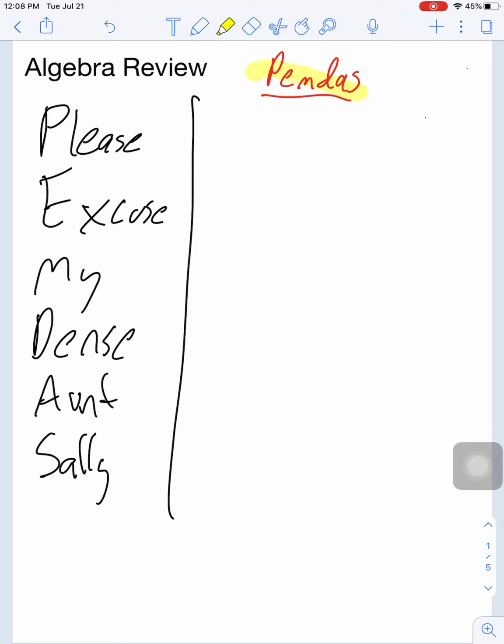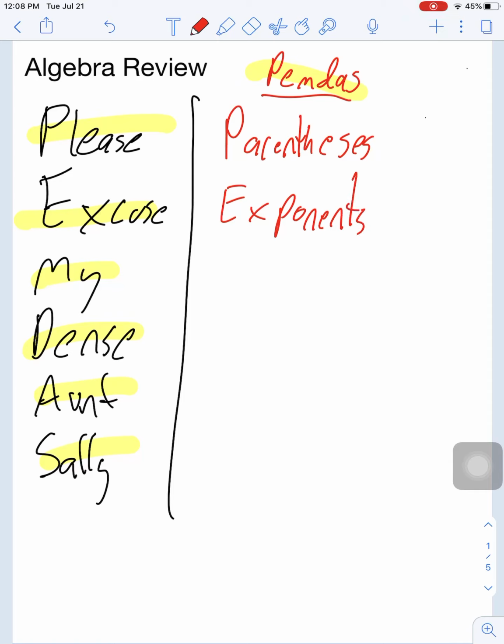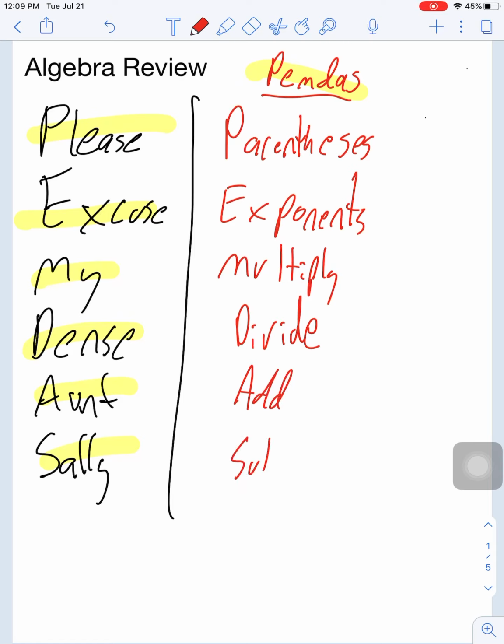That is the order of operations, and the way I like to remember it is, please excuse my dear Aunt Sally. An easy way of remembering it, but what it really means is that first we take a look at the parentheses, then we look at the exponents, then we multiply, then we divide, then we add and subtract.